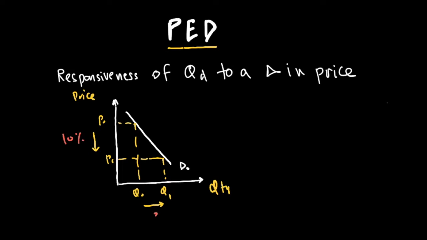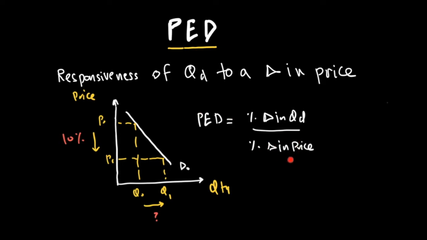We want to know how much the quantity demanded is going to change by, and we use a formula where PED is equal to percentage change in quantity demanded over percentage change in price. So if, for example, PED has a particular value, let's say 0.5 or 0.6, and I give you a change in price, let's say 10%, we can find out the change in quantity demanded.